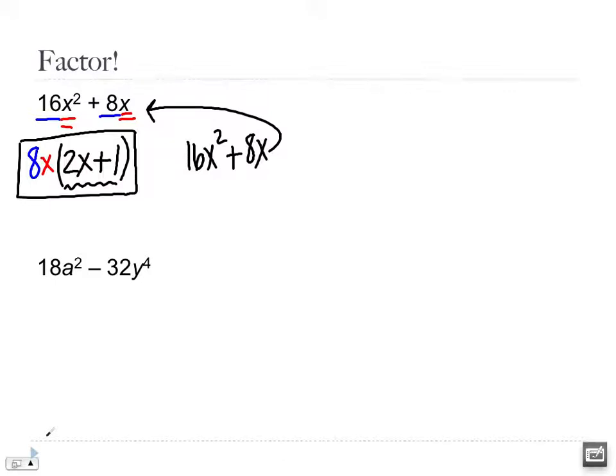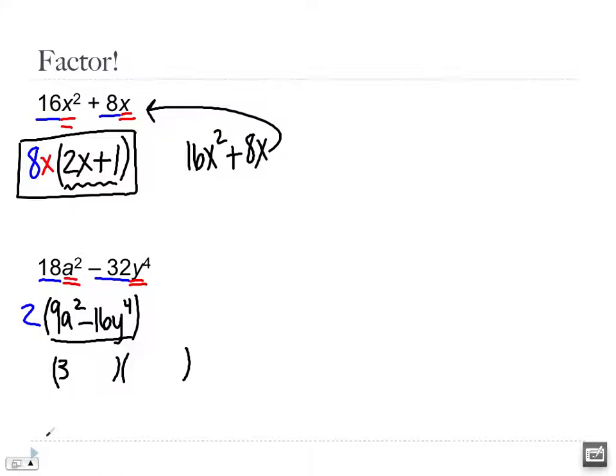Looking at the second example, the greatest common factor of 18 and 32 is 2. We have a squared and y to the 4th. Those are not the same variables, so we can't factor anything else out. After we factor out a 2, we're left with 9a squared, subtract 16y to the 4th. Unlike the first example, we don't stop here, we need to keep factoring. This binomial is a difference of perfect squares. Remember that this will factor into 2 binomials.